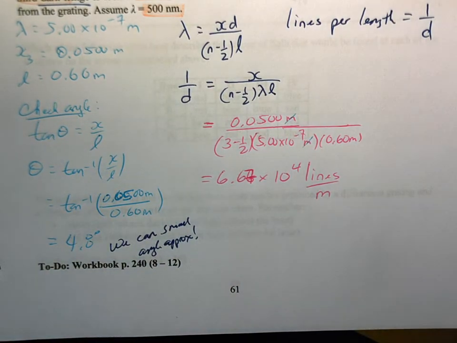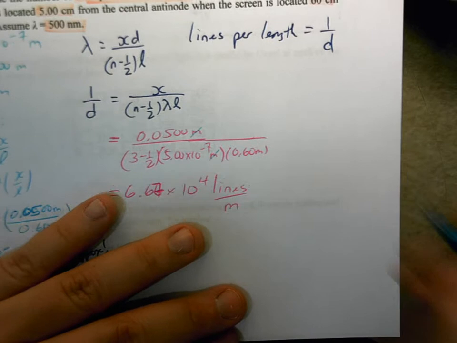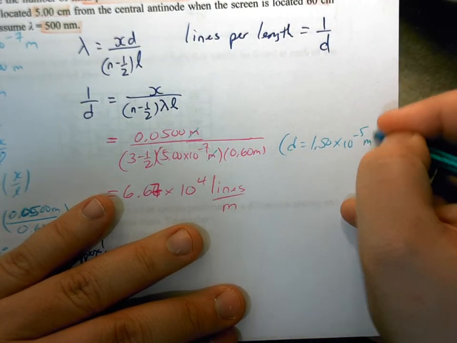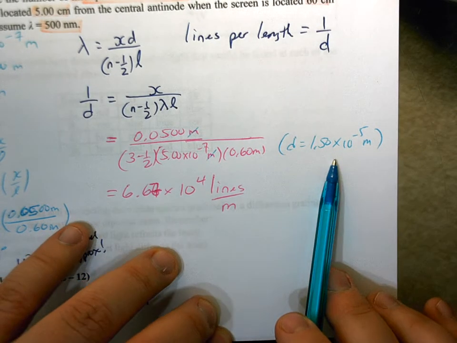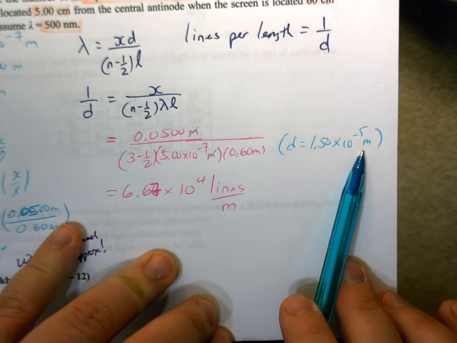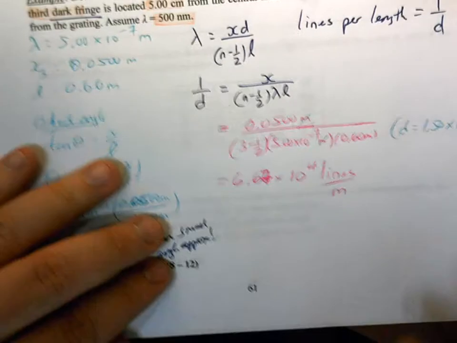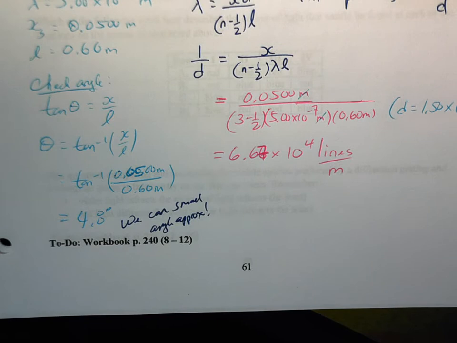So if I inverted this, actually I'm going to just mark this on the side here. If we solve for d, we'd get d is 1.50 times 10 to the minus 5 meters. So that is the distance between the slits. If I want to know how many slits are in a meter, knowing that each slit is that distance apart, I'm going to get 6.67 times 10 to the 4 lines per meter. So with that spacing being about 1.50 times 10 to the minus 5 meters apart, if I had a diffraction grating a meter long, I'd be able to fit about 66,667 lines in that diffraction grating.